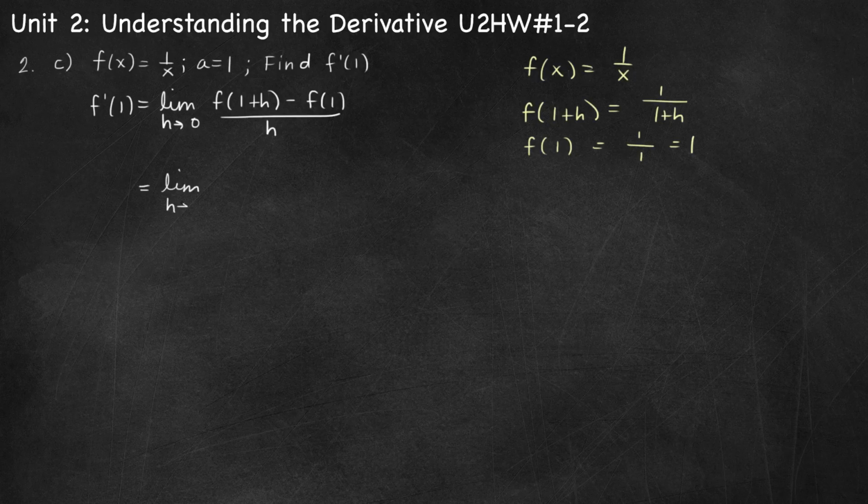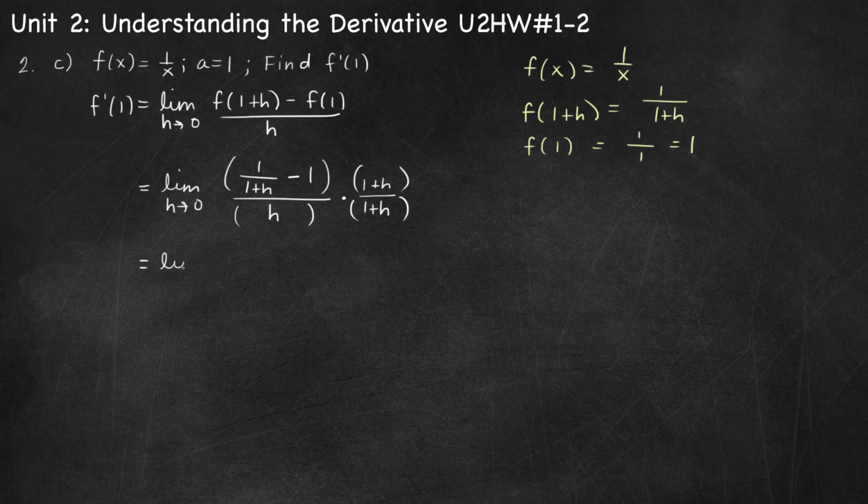So now we have the parts that we need to come back here and find our limit. We want the limit as h approaches 0. f of 1 plus h is 1 over 1 plus h, minus f of 1 is 1, all of that over h. So here we have a complex fraction. If we try and find the limit now using substitution, we're going to get 0 over 0, which doesn't tell us anything about the limit. So we need to simplify this algebraically. I'm going to multiply the top and the bottom by 1 plus h.